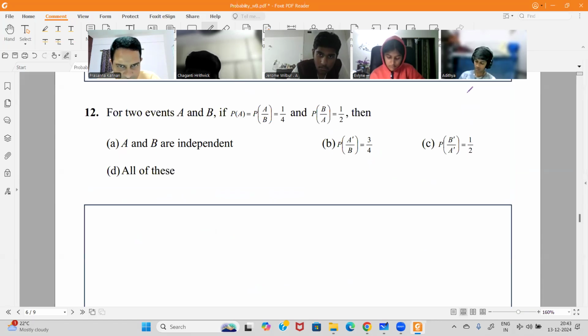Okay, this is a question which combines conditional probability and dependent and independent events. But very simple. The moment you see the first definition, you understand something here.